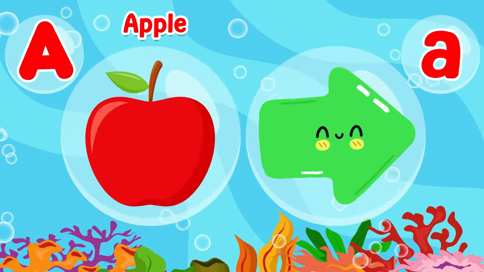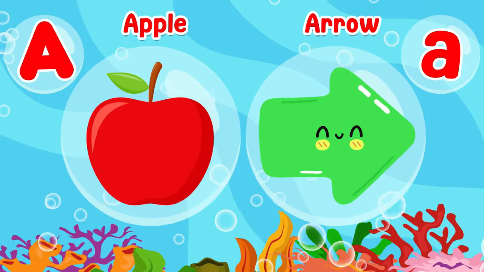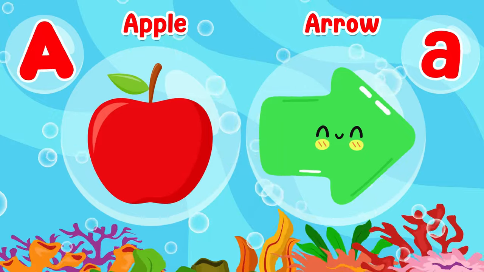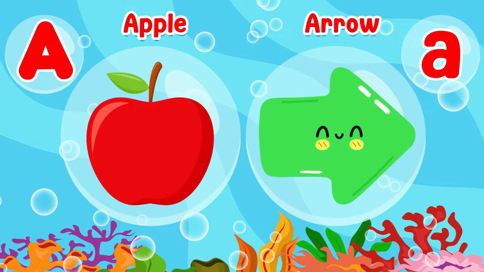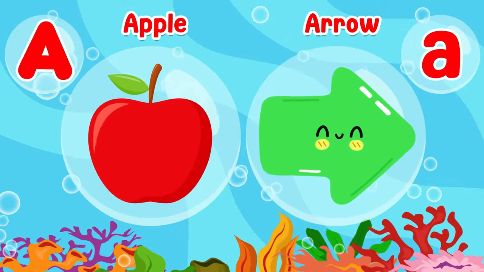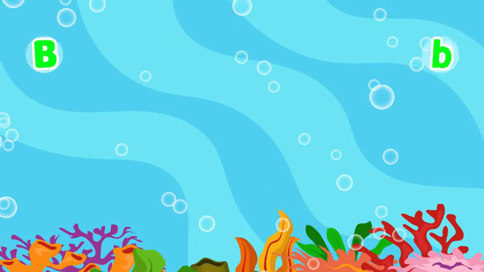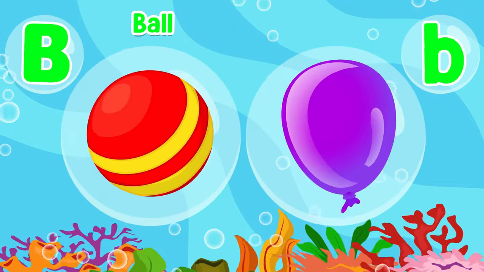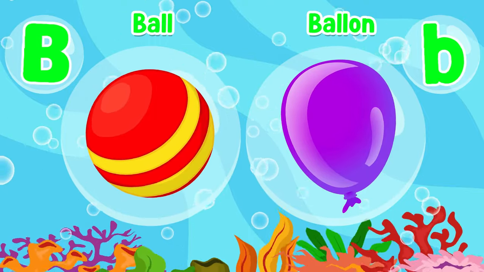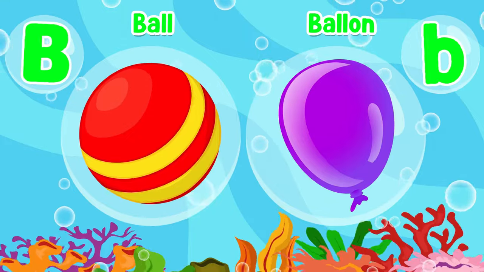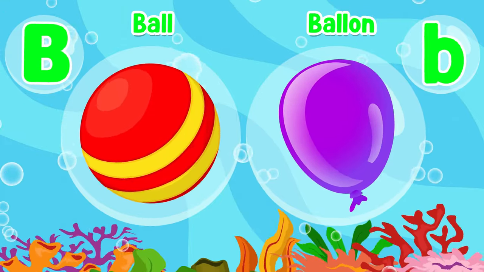A is for apple, apple. A is for arrow, arrow. A is for apple. A is for arrow. B is for ball, ball. B is for balloon, balloon. B is for ball.